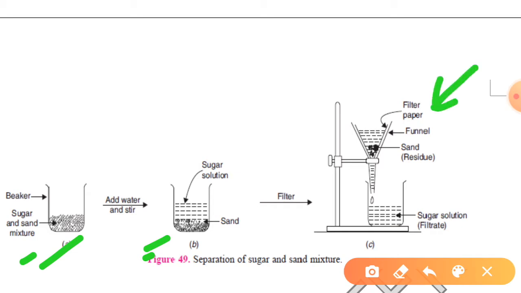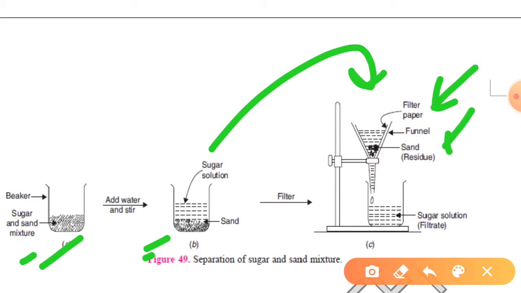In a funnel we have taken filter paper by folding it, and now we will pour this mixture into the funnel. You will see that sand particles, being larger in size, cannot pass through the filter paper. So they will be called residue and we will obtain them on the filter paper. While your sugar and water solution will go down into the beaker and we will call it filtrate. How this can be separated, we will explore later.